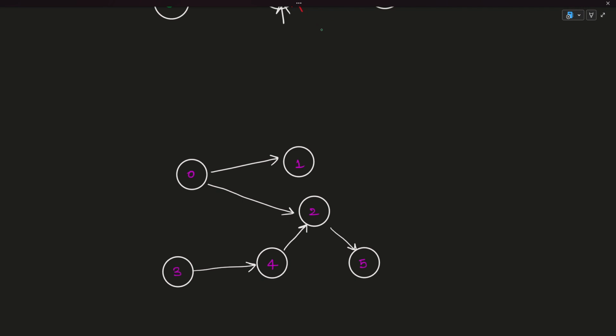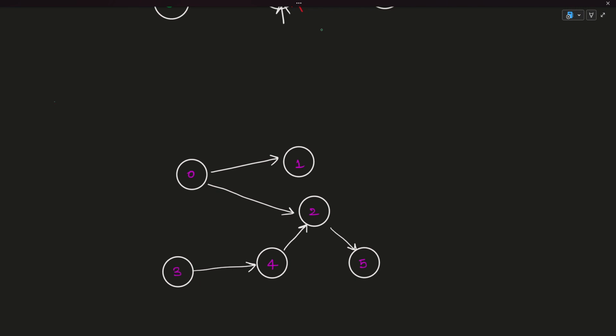So what is the in degree count? The number of edges coming to a particular vertex is known as the in degree value of that vertex. So let's take an example of vertex 0. There are no edges coming to this vertex 0.